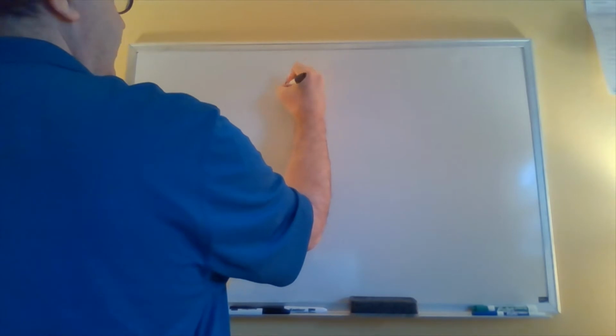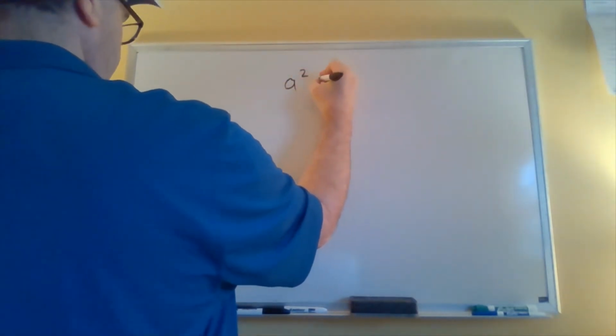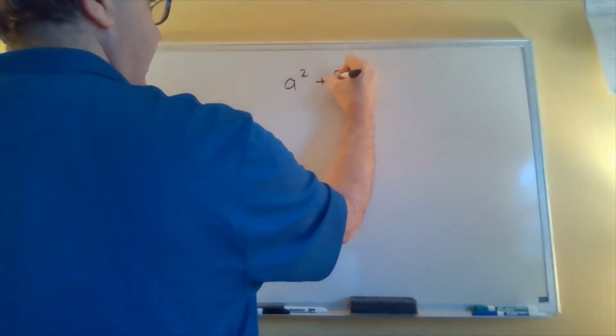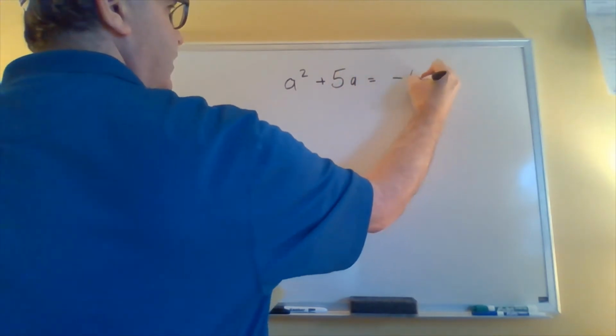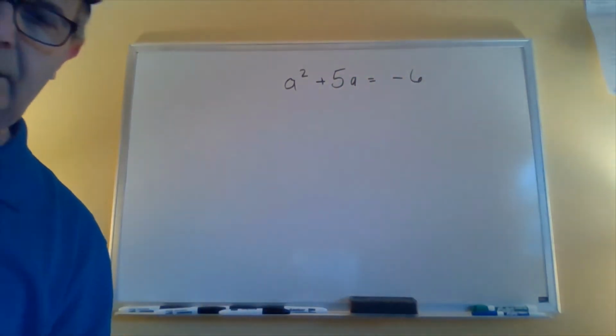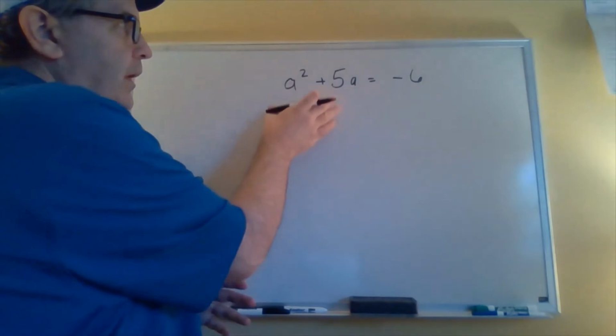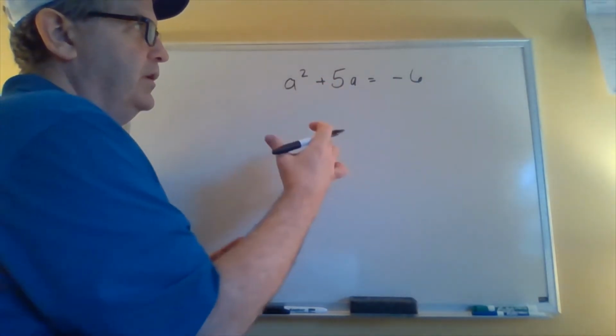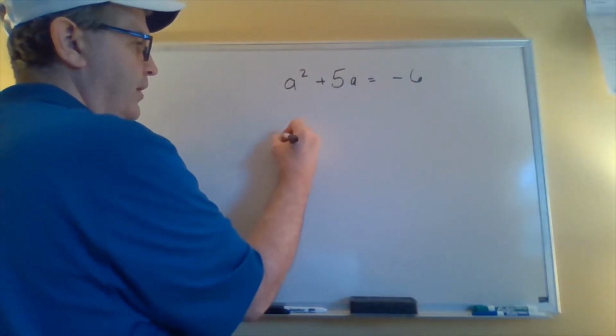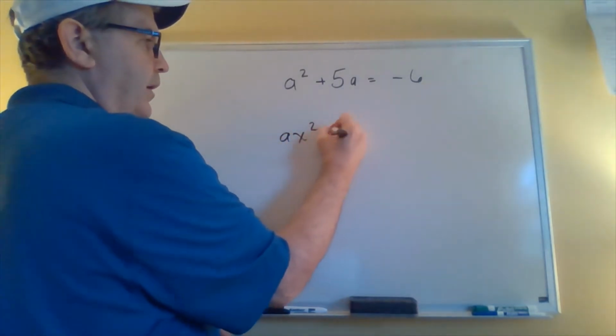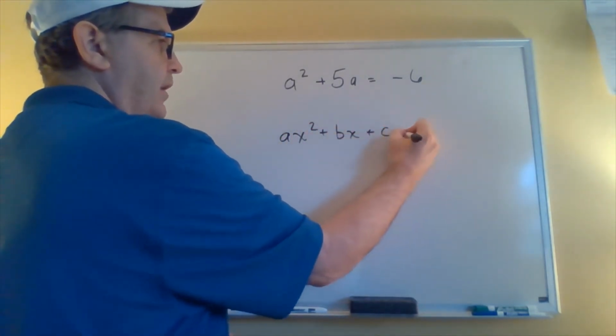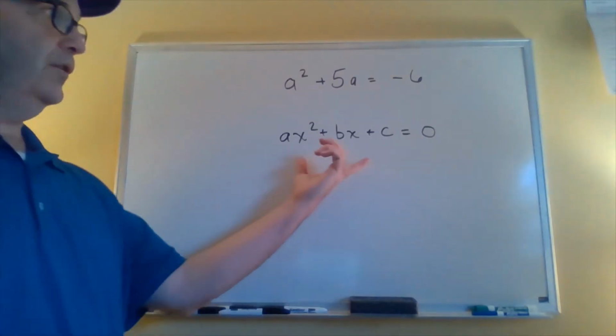We'll just go through two. So we're given the equation a squared plus 5a equals -6. So the first thing we want to do is make sure that our trinomial is written in standard form. So what we want is ax squared plus bx plus c equals 0. That's what standard form is.